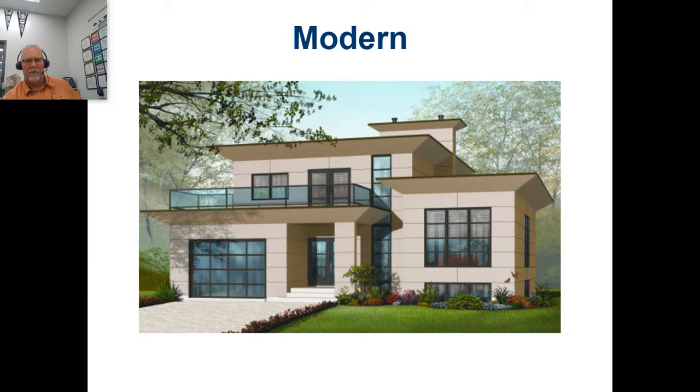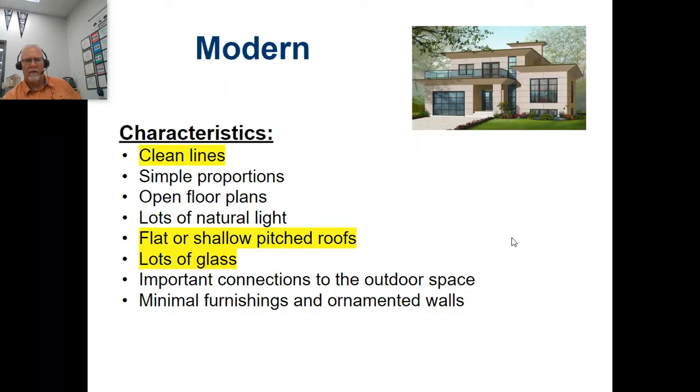Modern house is known for very clean lines, nice and square, straightforward looking, simple proportions, very boxy by nature for the most part. Kind of an open floor plan when you go in, so there's not a lot of little rooms, but very open. Maybe your living room, family room, dining room, and kitchen might be one big open room.